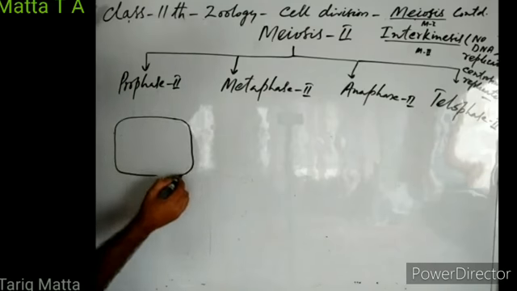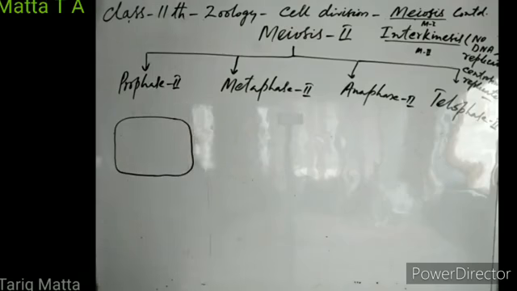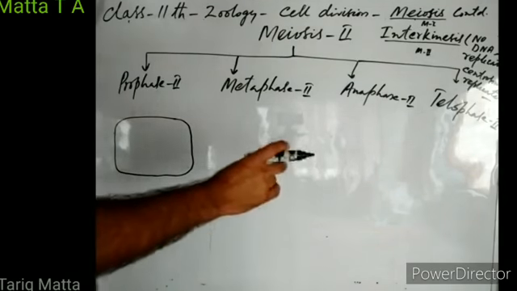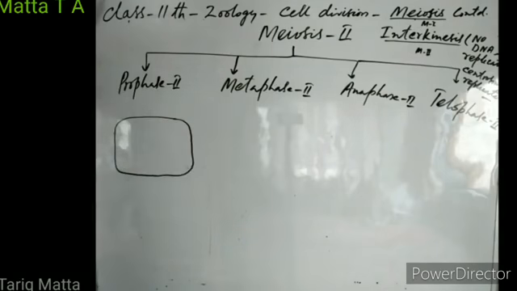Both the cells will enter into prophase second. What will happen to these cells in prophase second? Each daughter cell had a nucleus. Each daughter cell had a nucleolus in that nucleus, right? Each daughter cell had fine thread-like structures in the nucleus known as chromatin fibers.